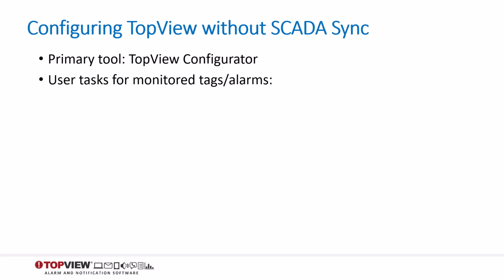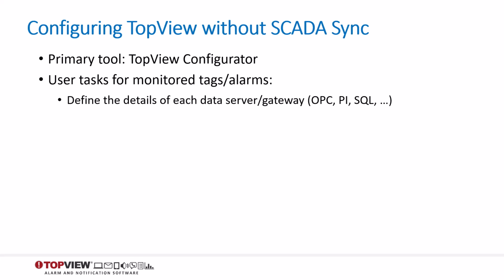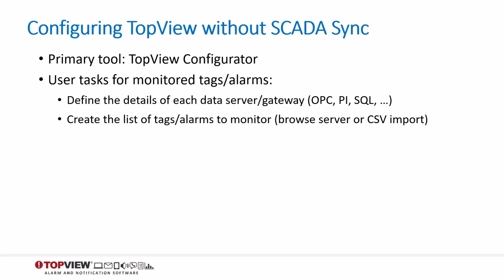All versions of TopView allow the user to manually configure TopView without SCADA Sync. The typical configuration tasks include configuring the connection to the data server, defining the list of tags that should be monitored. For each monitored tag, the user then configures the alarm conditions.